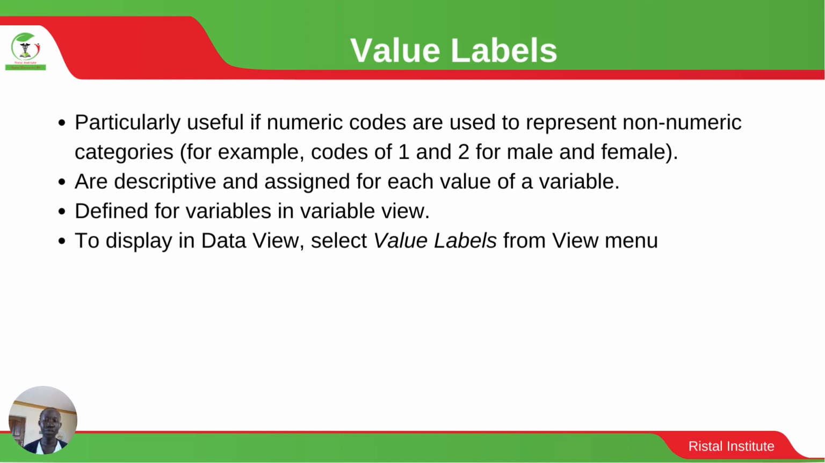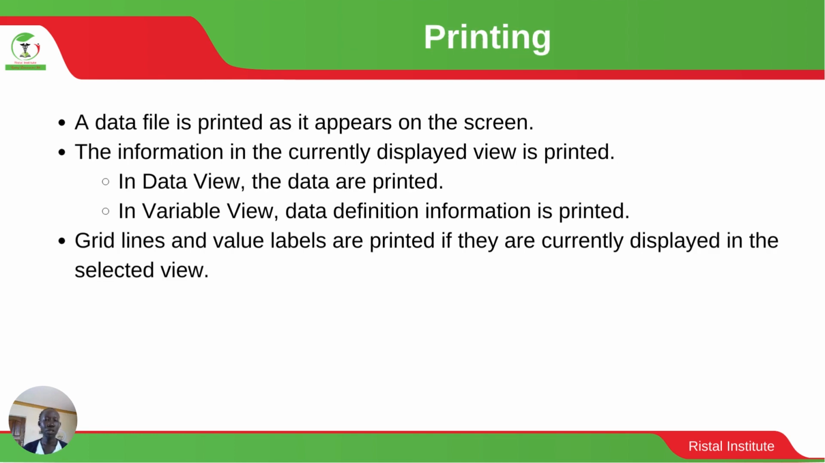When you go to the menu, there is an icon that shows you view. So you click on the view, then you're able to select a value label from there. And once you're finished entering your data, printing is possible. A data file can be printed as it appears on the screen. The way you can print out a document from Word or Excel or PowerPoint is the same way you can do so here in SPSS.